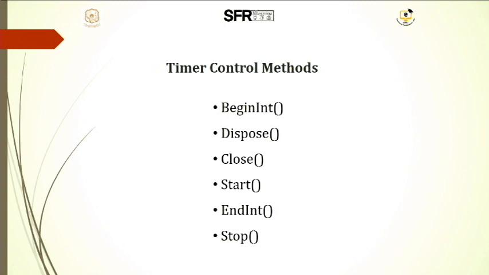Fourth one is Start. The Start method is used to begin the timer control's Elapsed event by setting the Enabled property to true. Next one is EndInit. The EndInit method is used to end the runtime initialization of a timer control that is used on a form or by another component. Next is Stop. The Stop method is used to stop the timer control's Elapsed event by setting the Enabled property to false.